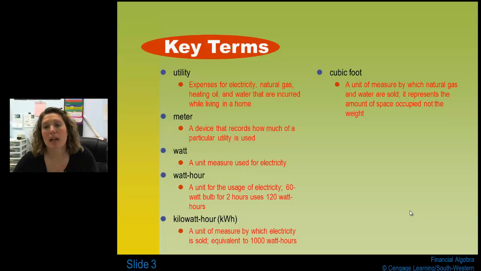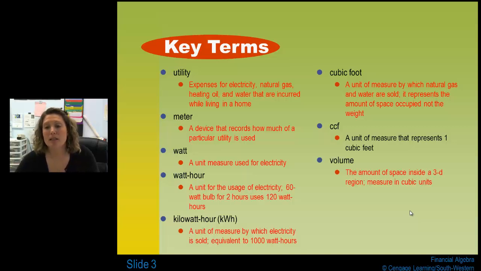Cubic foot, this again is a unit of measure by which natural gas and water are sold. It represents the amount of space occupied, not the weight. CCF, this is a unit of measure that represents 1 cubic foot. Volume, this is the amount of space inside of a 3D, or 3-dimensional, region. It's measured in cubic units.